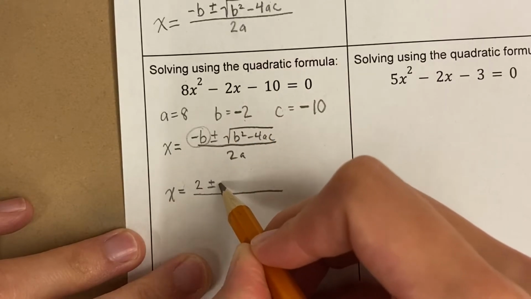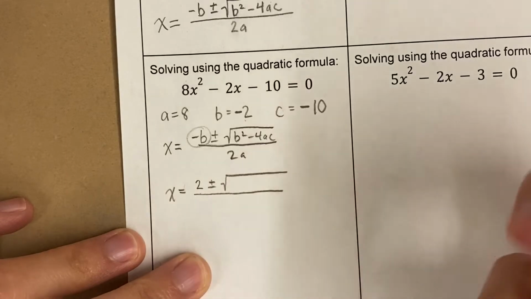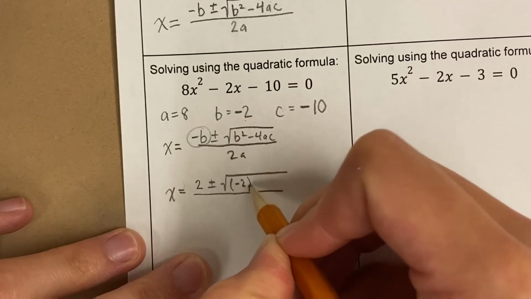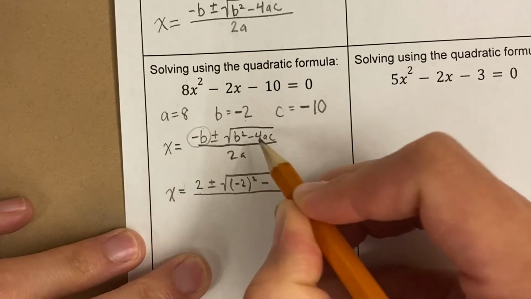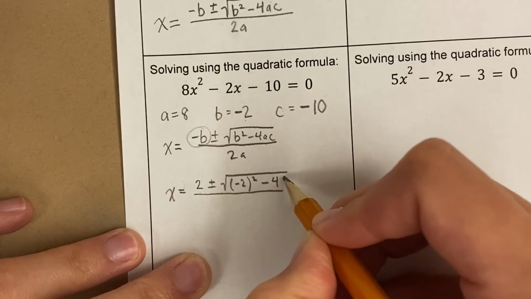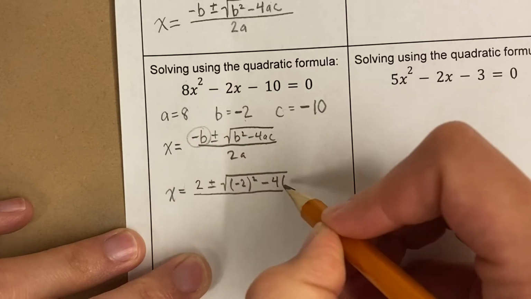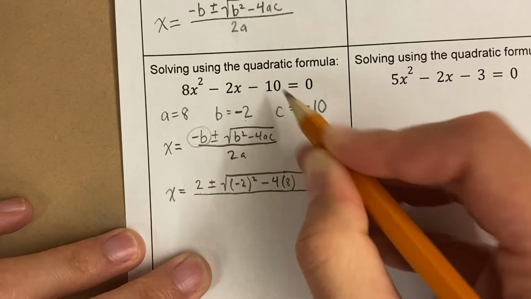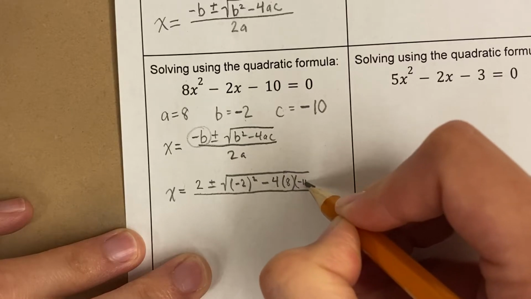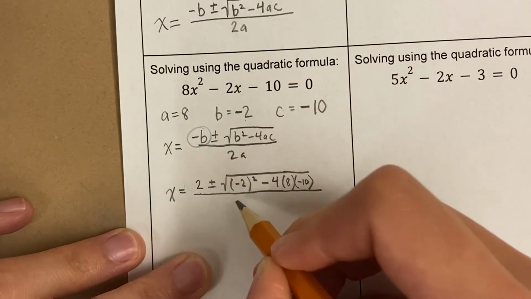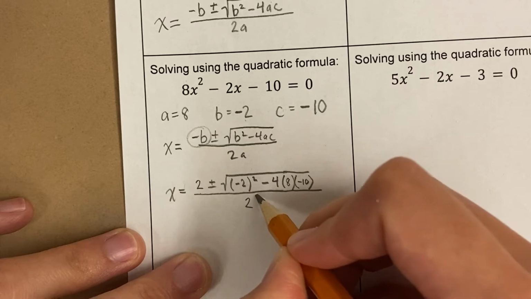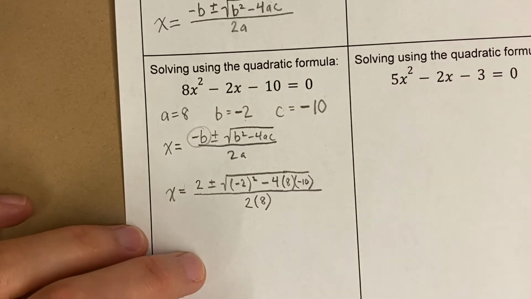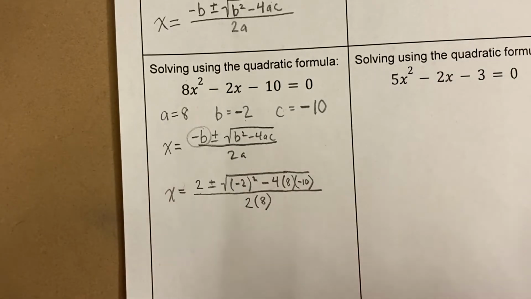Now, plus or minus the square root. Now, b squared, so this is negative 2 squared minus 4ac, so that's 4, times a, that's 8, times c, that's negative 10. And on the bottom, it's 2 times a. Okay, so this is a lot. Now, we're going to go piece by piece.